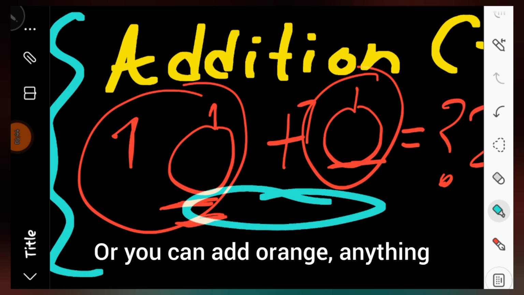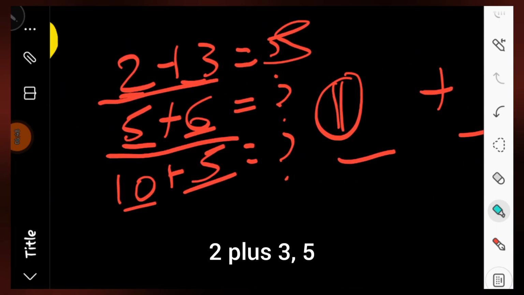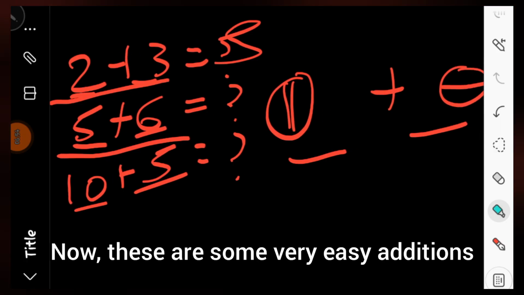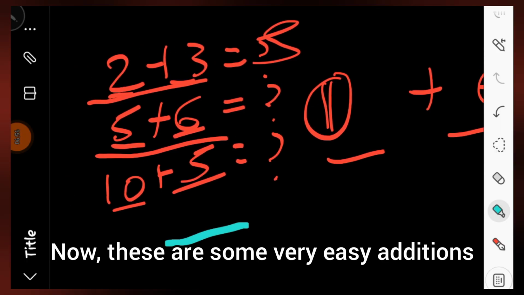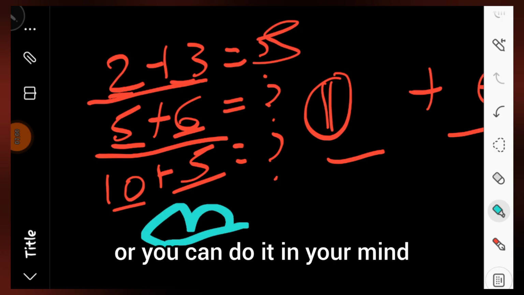Or you can add oranges, anything. 2 plus 3 is 5. 5 plus 6 is 11. 10 plus 5 is 15. Now these are some very easy additions that you can do mentally, in your mind.